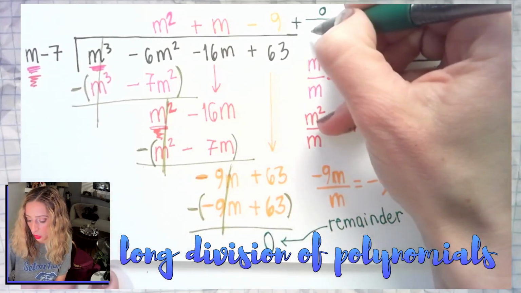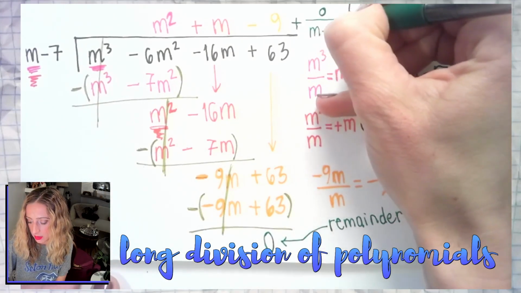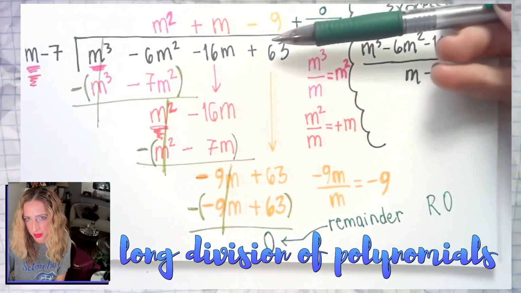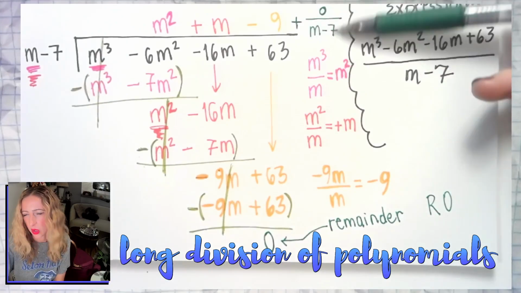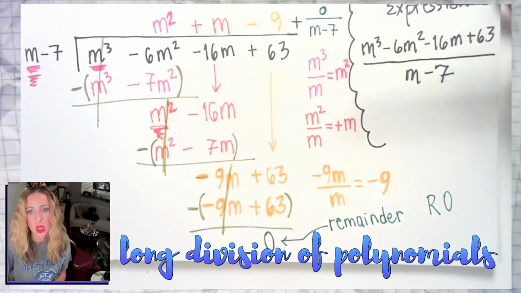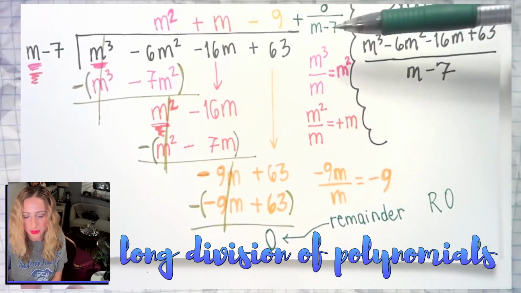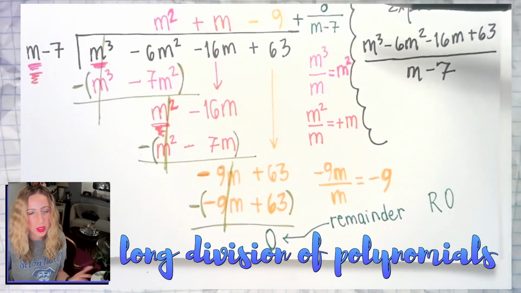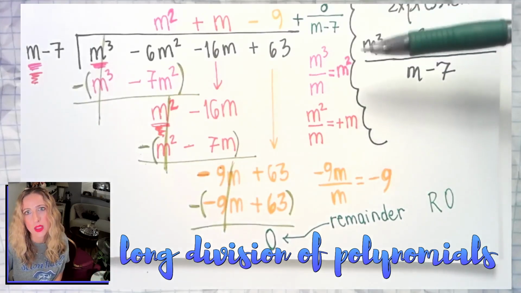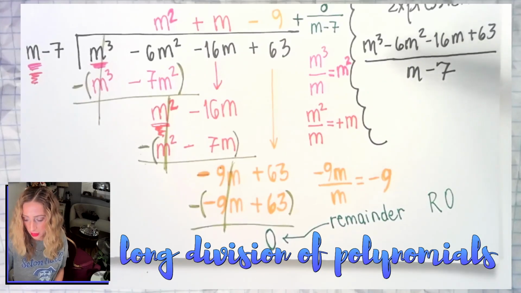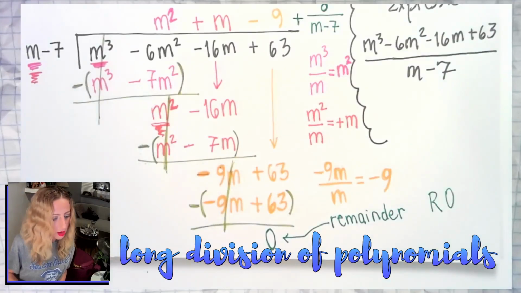Over m minus 7, the thing you're dividing by. All right. Sorry it's so bright, but that's -9. Remainder over. Again, I don't have to do this in this example because the remainder is 0, but next time, if the remainder is 5, you'll do plus 5 over m minus 7. Okay? When there's a remainder, it just means it doesn't divide evenly. That would mean that m minus 7 is not a factor of m cubed minus 6m squared minus 16m plus 63. All right, that's all that would mean over there.